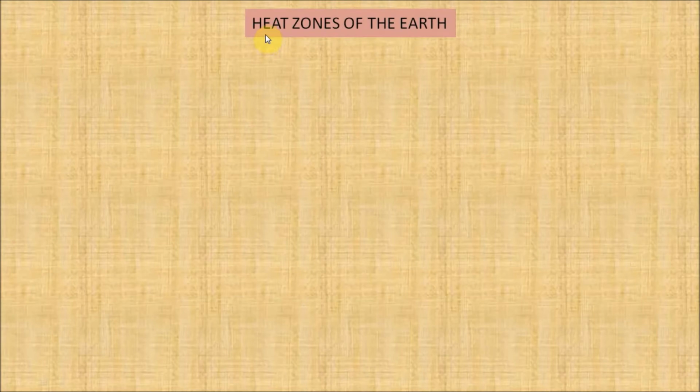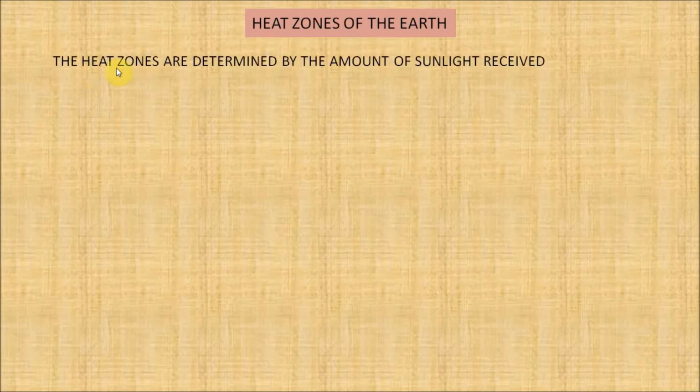Now let's learn about heat zones of the earth. The heat zones are determined by the amount of sunlight received in different parts of the earth. We know that the places near the equator are the hottest on the earth's surface. As we move away from the equator northwards or southwards, the temperature generally decreases. This has led to the division of the earth into three parts, and that's why there are three types of heat zones.